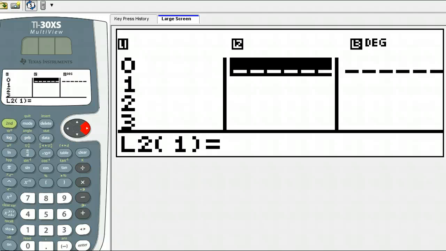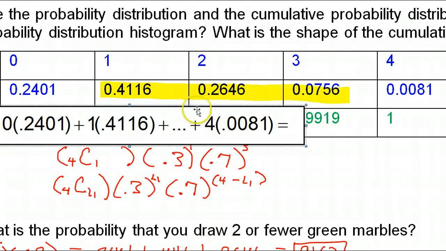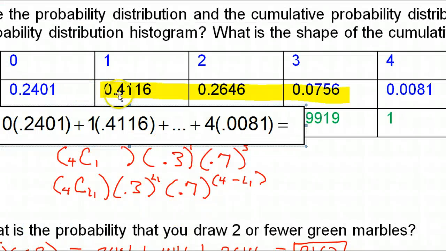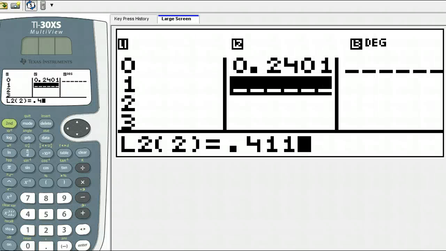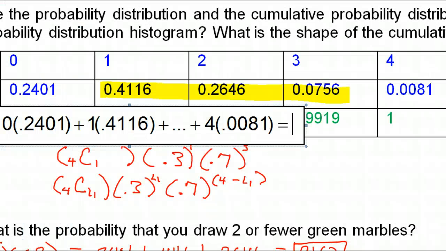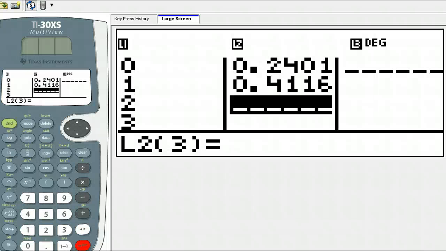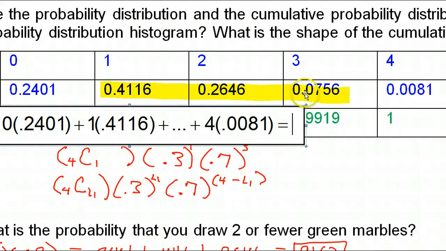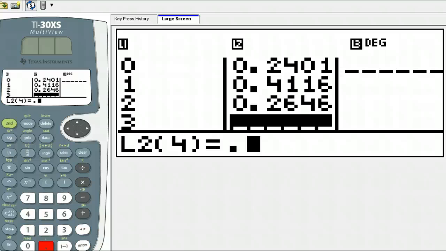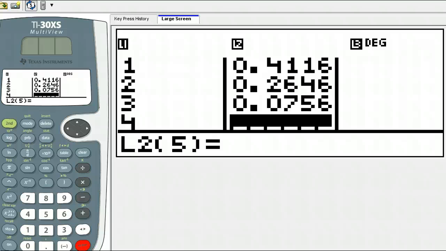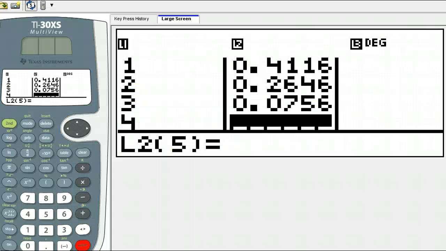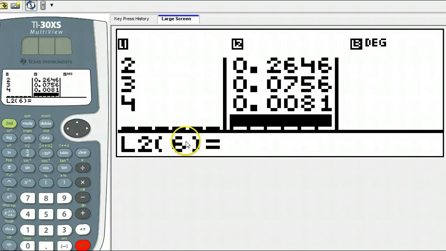Now, in list 2, for this procedure, we need the probabilities. So we need 0.2401, and 0.4116, and 0.2646, and 0.0756, and 0.0081. All right, now we've got all the probabilities in.